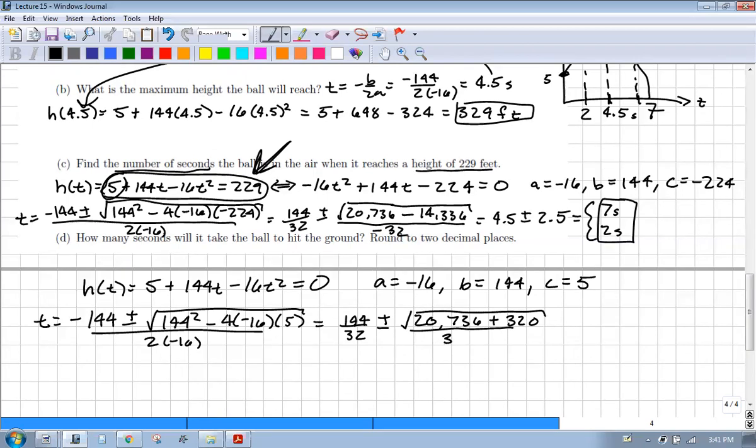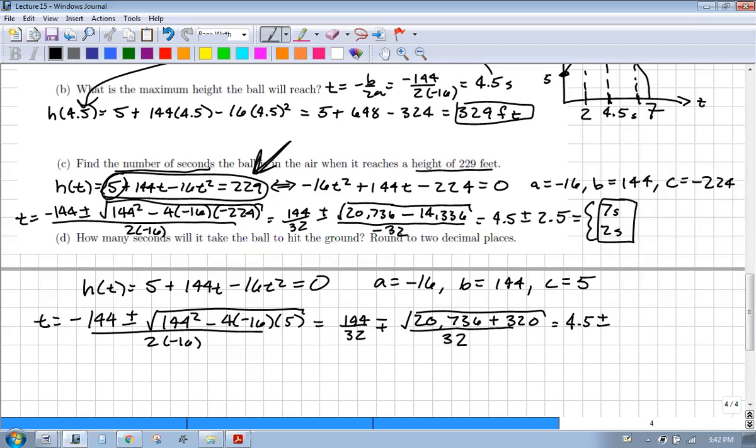All over 32. And again, I'm dropping this minus here because it doesn't make a difference. The plus minus and the minus minus give us the same thing. If you want, I can flip-flop it, but it's the same result. So 144 divided by 32 is 4.5.